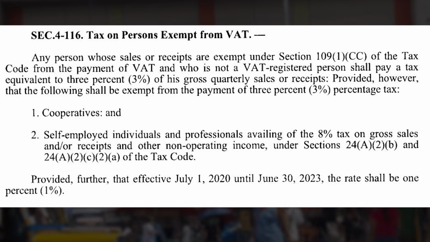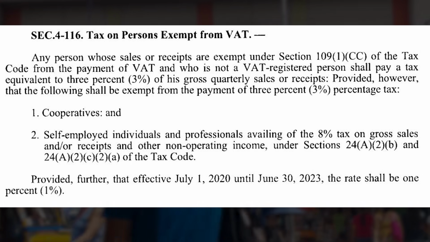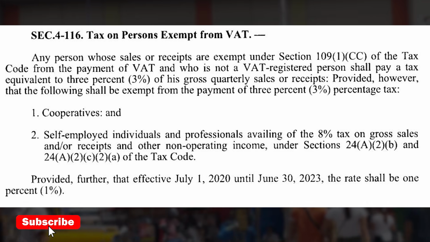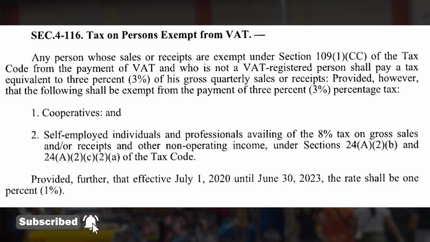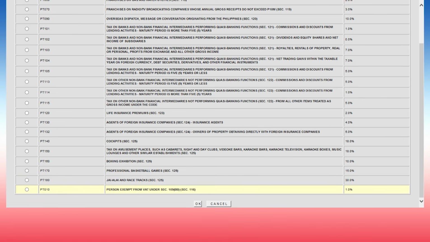Because of the update of CREATE Law, percentage tax will be at 1% from July 1, 2020 until June 30, 2023, after which it will revert back to 3%. So in our illustration, it's 2021. We'll be selecting the 1% rate located at the bottom and click OK.